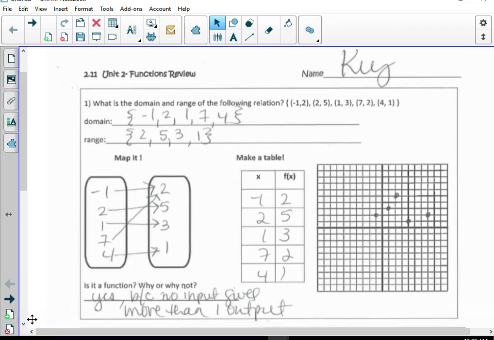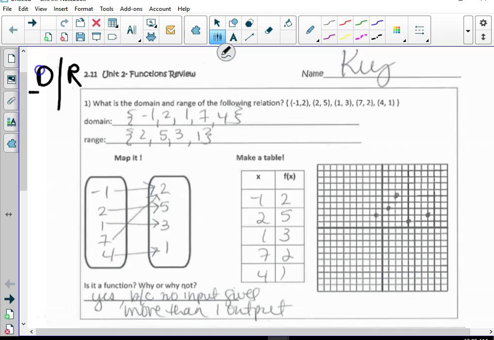Okay, so for number 1, remember this little trick. Domain, range, x, y. D comes before R in the alphabet. X comes before Y in the alphabet. So domain is the X, range is the Y. The domain is simply the X values, and the range is simply the Y values.